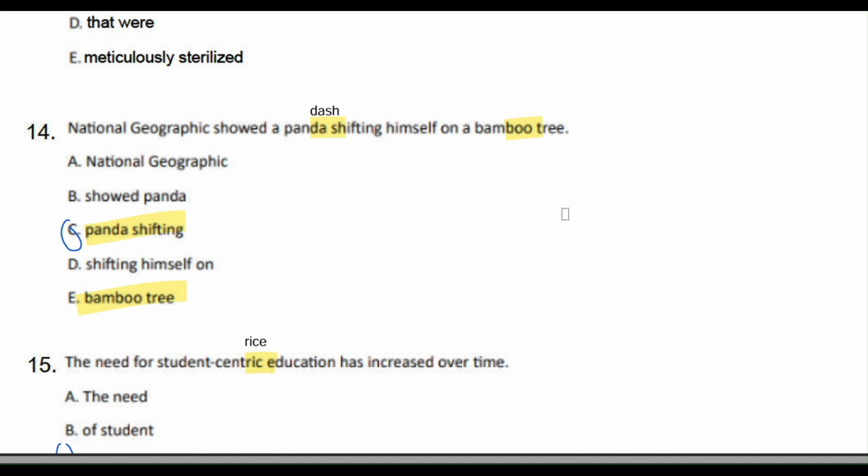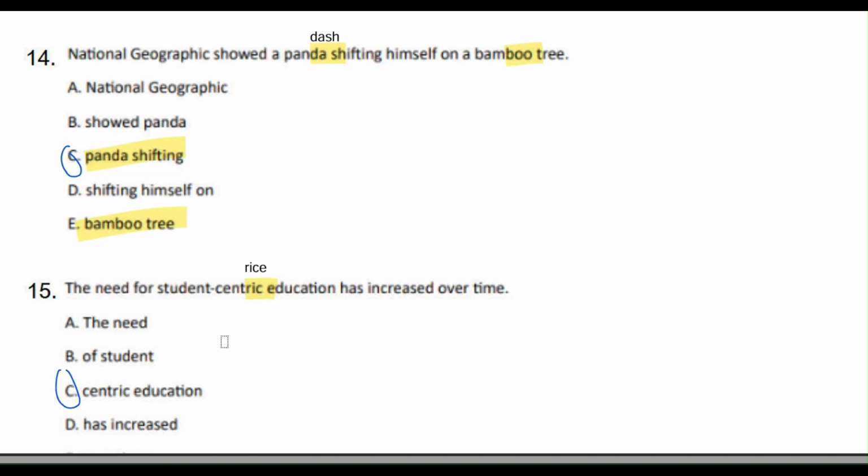Question 15. Last one. The need for student-centric education has increased over time. Your choices are A, the need, B, of student, C, centric education, D, has increased, or E, over time. The correct answer is C, centric education, and A, the need.